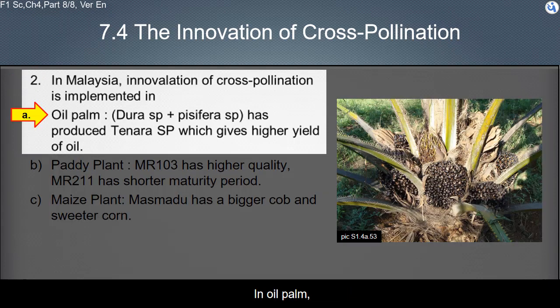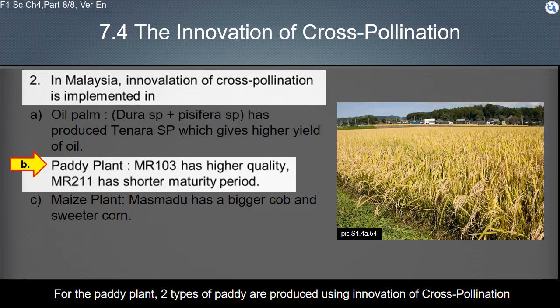In oil palm, the cross-pollination between Dura sp. and Piscifera sp. has produced Tenera sp., which gives higher yield of oil. For the paddy plant, 2 types of paddy are produced using innovation of cross-pollination.